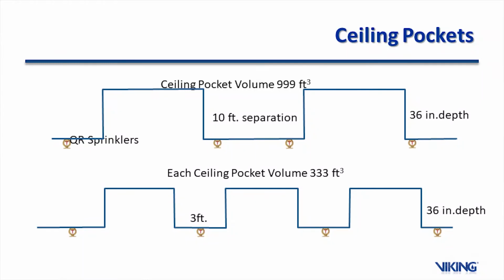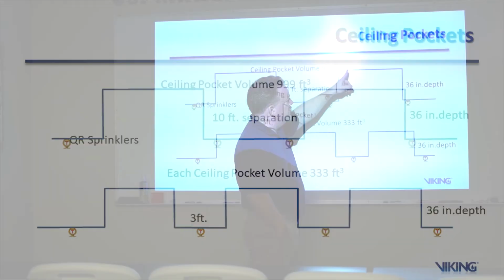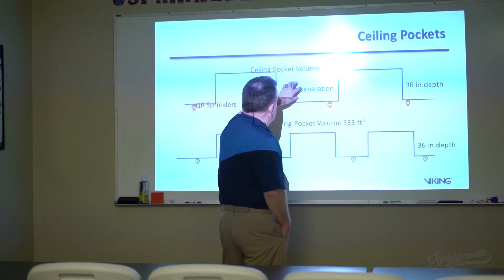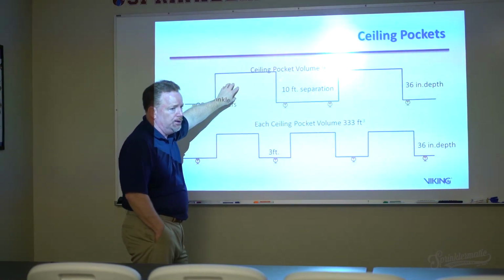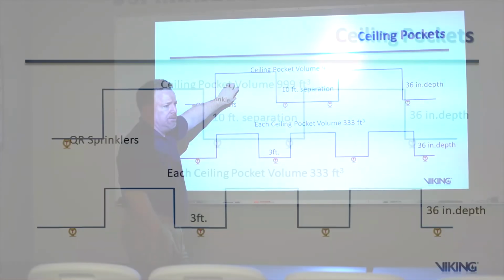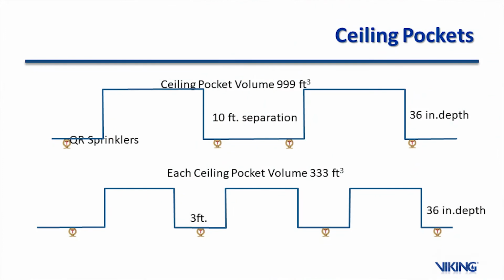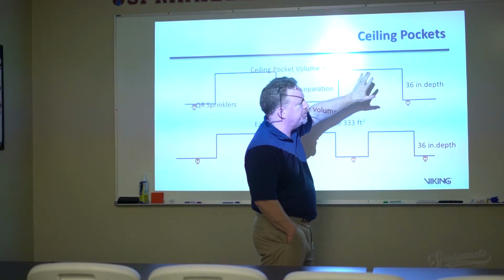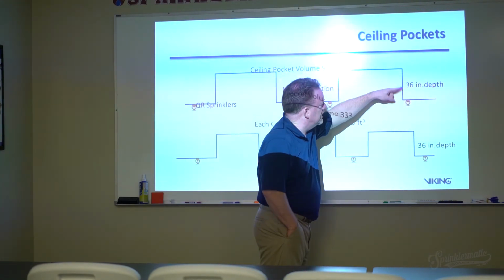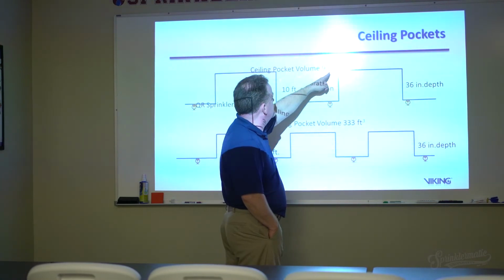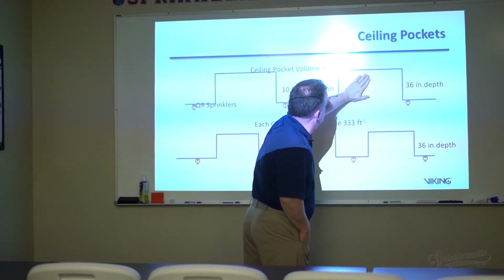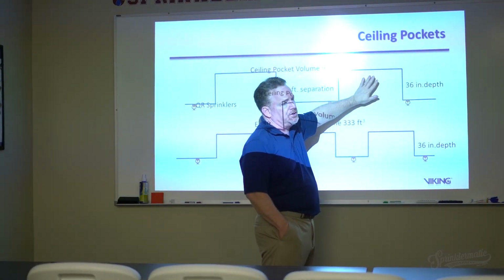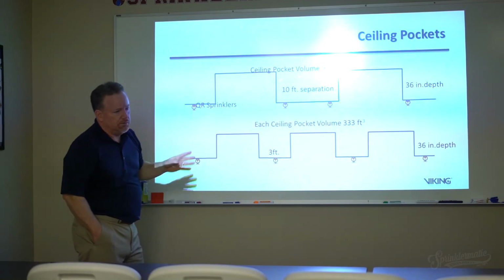Ceiling pocket volume is less than 1,000 cubic feet each, and they're separated by 10 feet. Let's focus on this rule right here, because this is the main rule. This is the rule as it was originally written. It said you could have a ceiling pocket here separated by 10 feet from a ceiling pocket here, as long as they were less than 36 inches in depth, and each one was no more than 1,000 cubic feet. Okay? Easy.